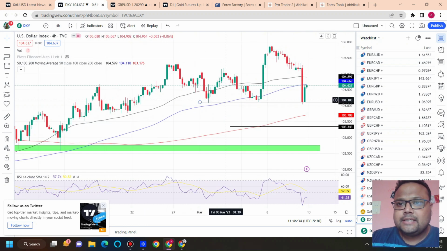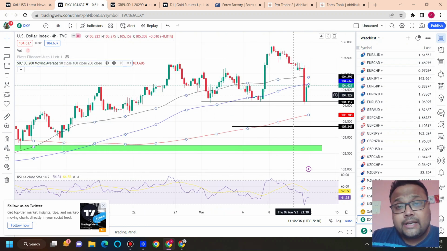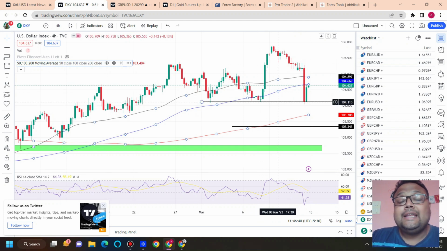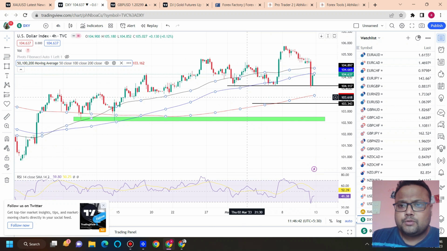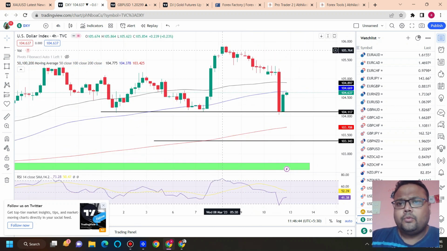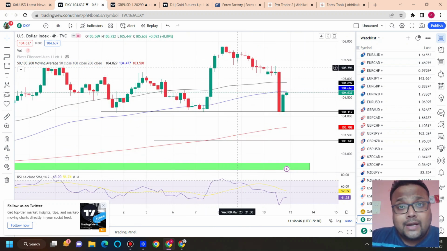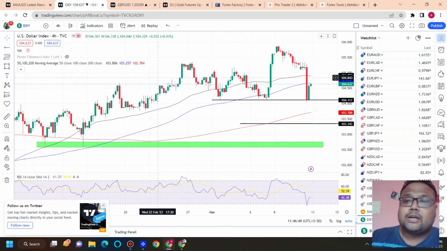You can still see that after this massive red candle also, DXY did not break the support and did not show us any trend reversal sign. So on Monday, we can expect that DXY will be respecting the overall structure and will trade accordingly.